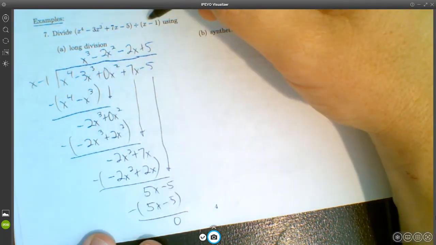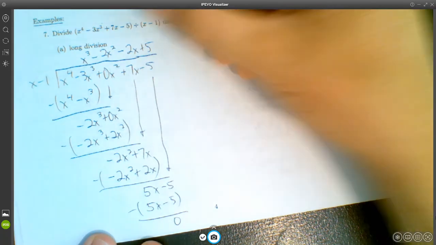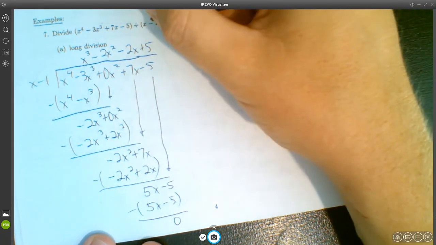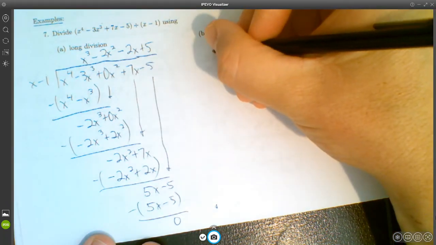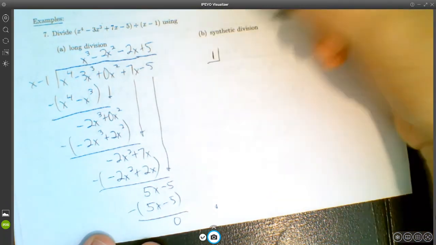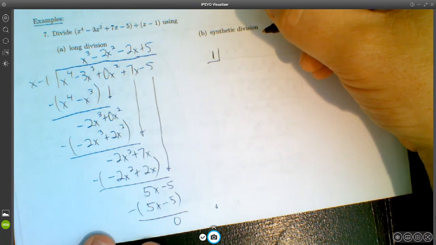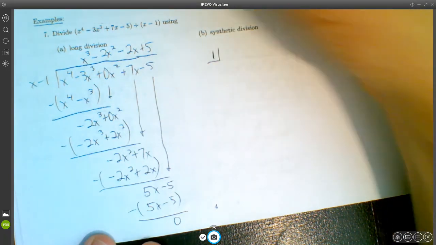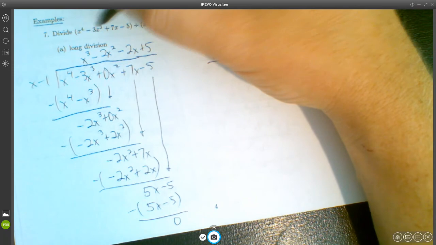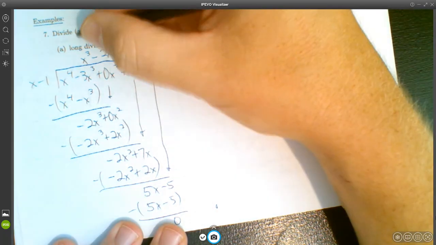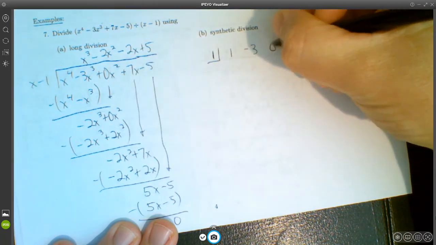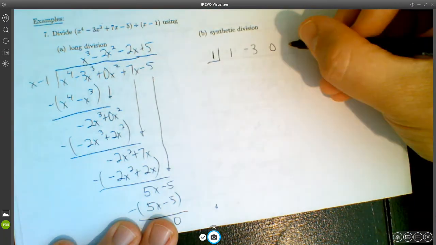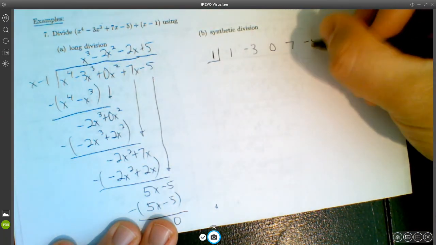So with synthetic division, you use the 0, not the factor. In other words, x minus 1 is the factor, but that corresponds to a 0 of positive 1, right? So I put a little positive 1 in the box, in a little box like this. And then I just write out the coefficients, right? So I write out the coefficients, 1, negative 3, 0, because I'm missing a 0x squared, 7, and negative 5, okay?